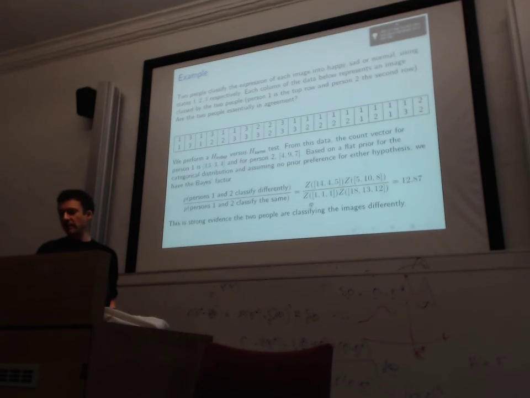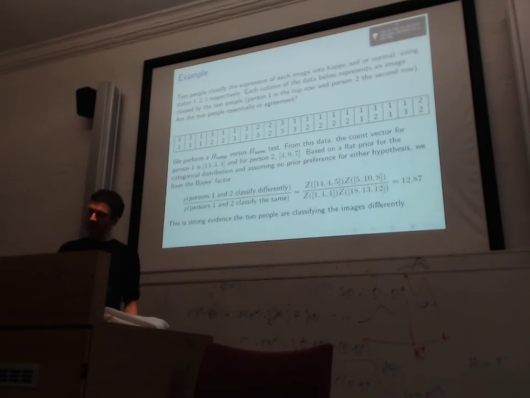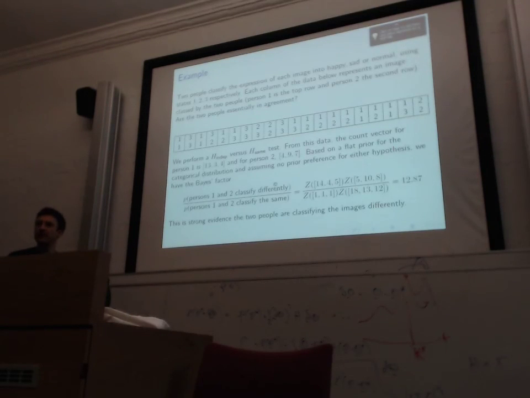And on the denominator, we have Z of the hyperparameters, so it's 1 and 1, plus Z of the combined counts plus the hyperparameter. So the combined counts are, whatever, there are 13 plus 4 ones, so there are 17 ones, plus 1 is 18, etc. You run that through and then you get a Bayes factor of 12. So in other words, it's 12 times more likely that these people are classifying these images differently than they are classifying them the same.